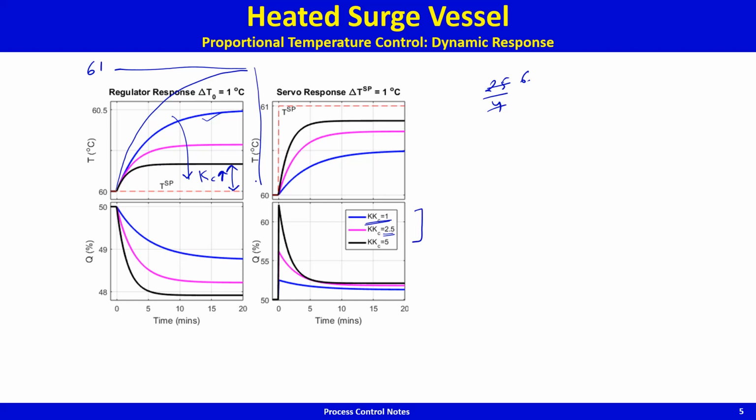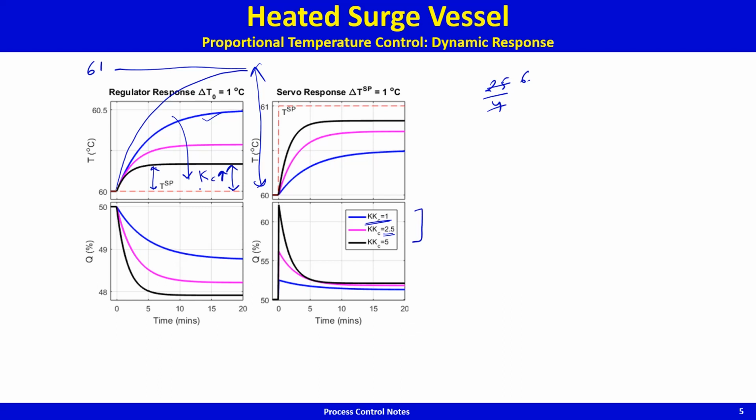No control, the deviation was 1 degree Celsius. When you're using Kc equal to 5, the deviation is only, I don't know how much. You can calculate Kc divided by 1 over 1 plus Kc. That's what it is. So 1 over 1 plus 5, so 1 by 6, that's what it is, 1 by 6 degrees Celsius.